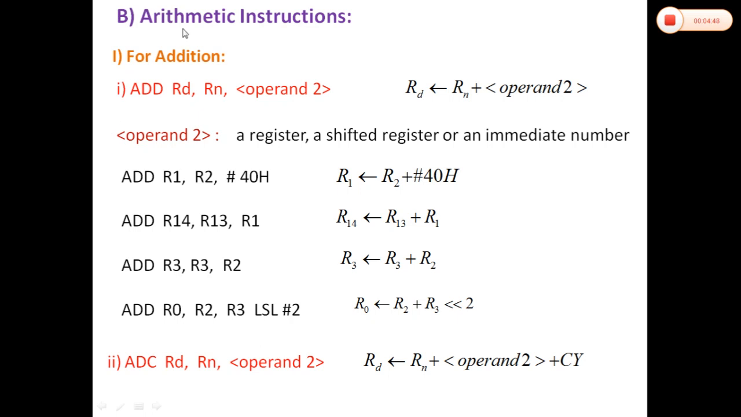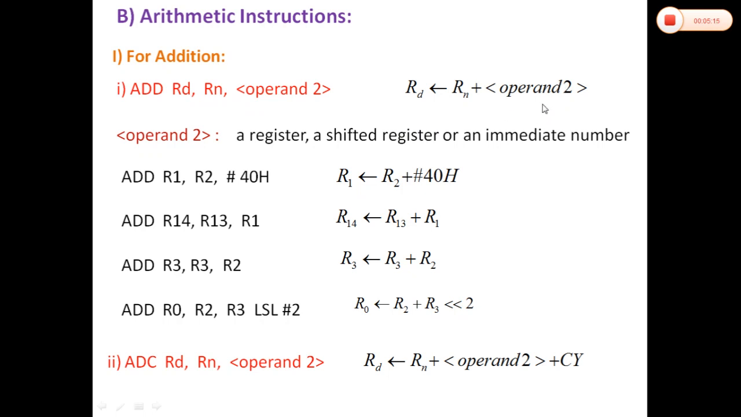The next type of data processing instructions are arithmetic instructions. Instructions are available for addition, subtraction and multiplication. So let us see the instructions for addition. The instruction is typically like this: ADD Rd, Rn, operand 2. So you can see that this is a 3 operand instruction. It will add the content of operand 2 to Rn and the result will be stored in Rd.